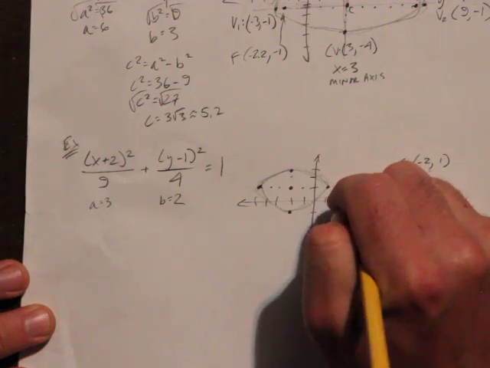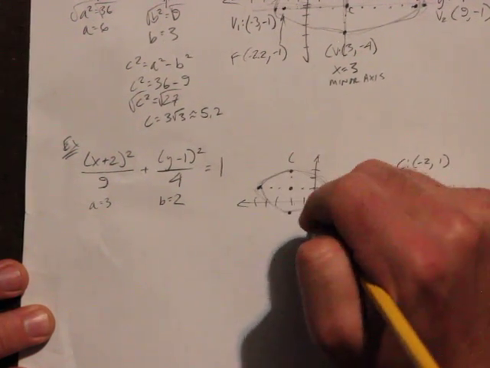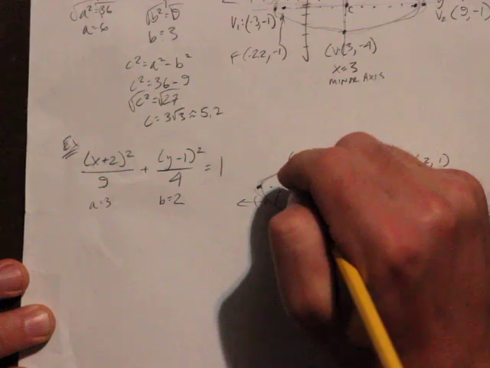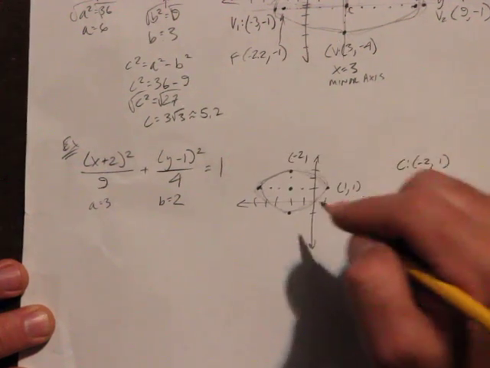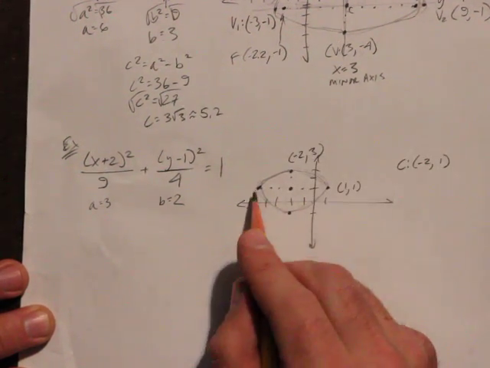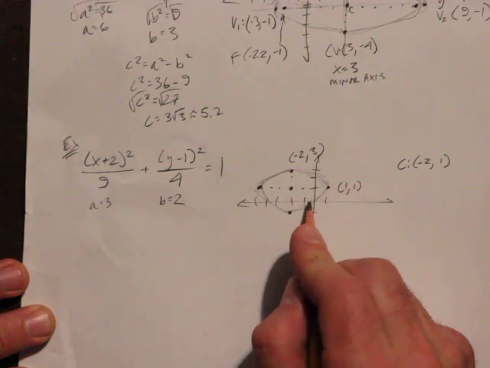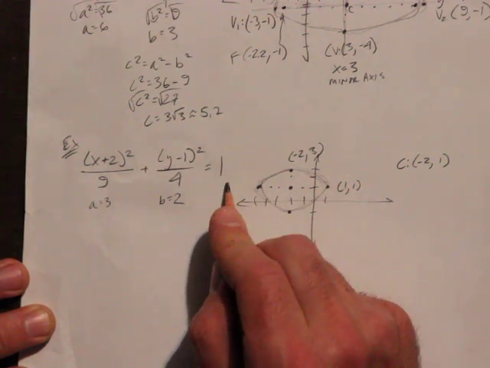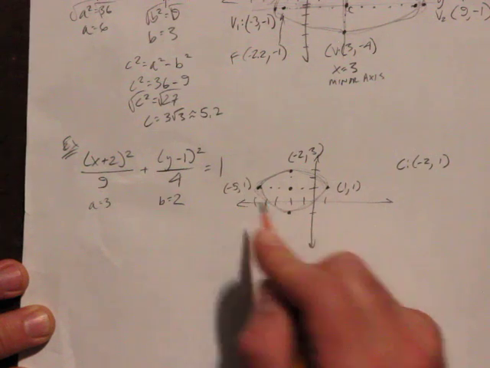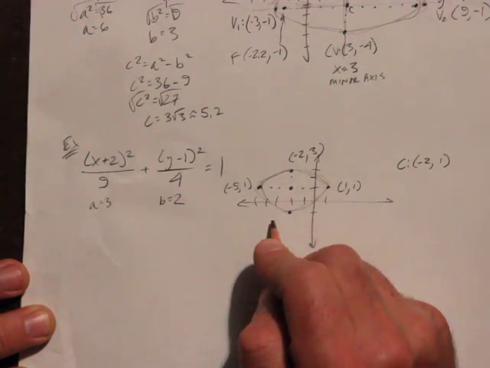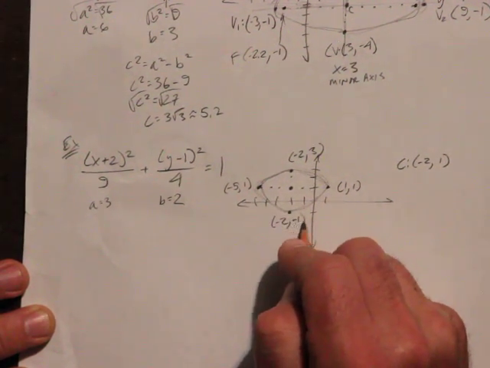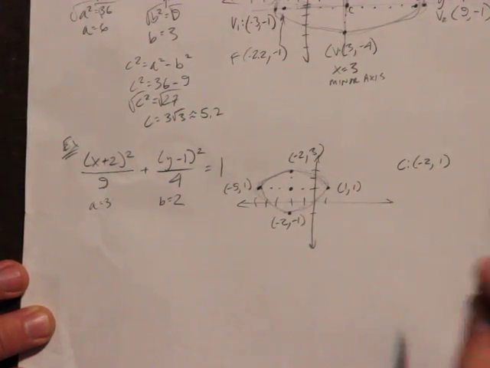This is 1, 1. This one is -2, positive 3. This vertex here is -5, 1. And this co-vertex here is -2, -1. My center I've already listed over here.